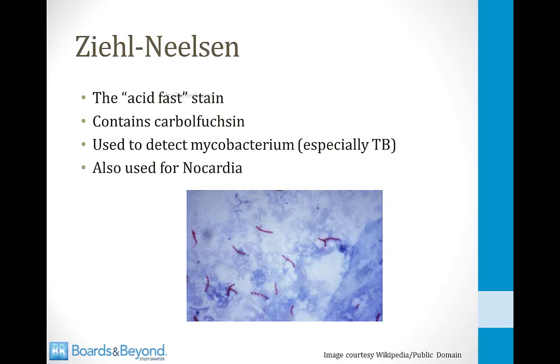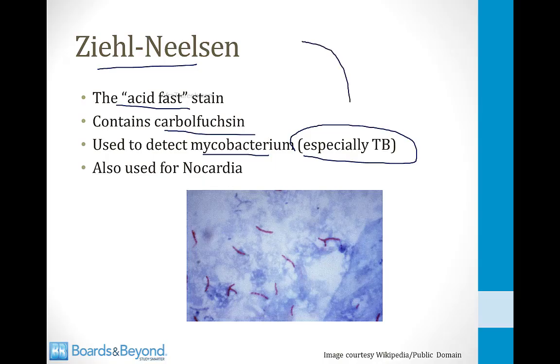The stain we use to detect mycobacteria is called the Ziehl-Neelsen stain, or the acid-fast stain, and this stain contains that substance carbol fuchsin. It's used to detect all mycobacteria, especially tuberculosis, and you should know this for step 1. If you hear of the Ziehl-Neelsen stain, they are probably talking about tuberculosis. It's also used to stain for Nocardia, and this is an example of some acid-fast bacteria.